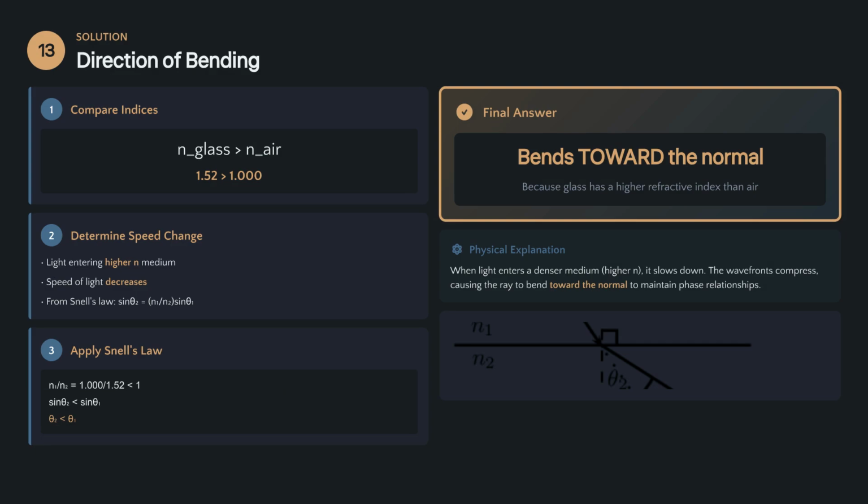The speed of light decreases, and applying Snell's law shows that the angle of refraction is less than the angle of incidence. The final answer is that the light bends toward the normal.